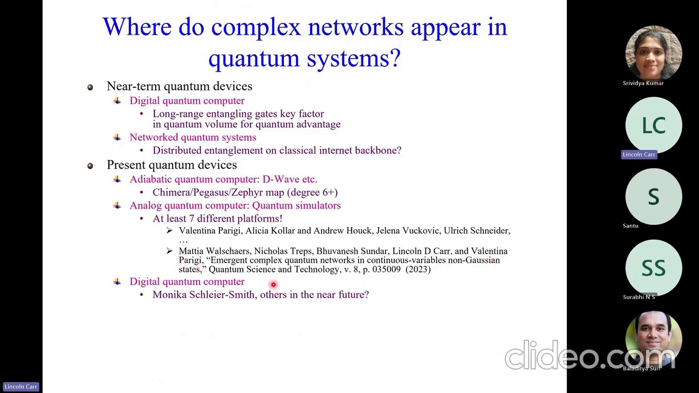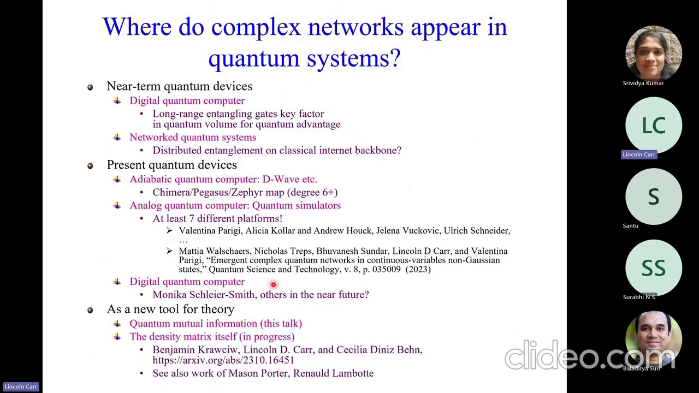Now, digital quantum computers, there are many technologies for creating long range links. Monika Schleier-Smith at Stanford demonstrated in the last year or two programmable Rydberg gates that allow you to do these long distance gates with arbitrary structure, for example, and many other such examples. And then finally, complex networks present a new tool for theory, that is to say, for the analysis of quantum systems. And I'm going to talk in this presentation about quantum mutual information, like I mentioned. It's the quantum generalization of what we already do with the brain. It's a very typical measure for complexity.